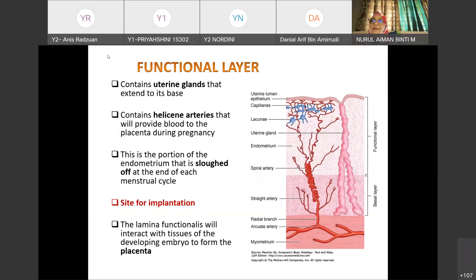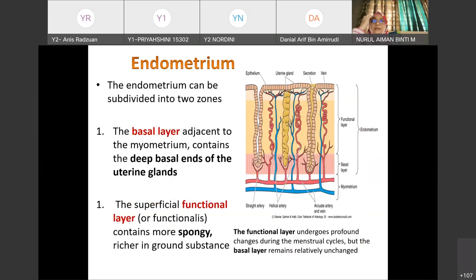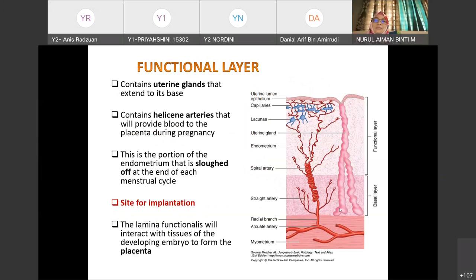Okay, the functional layer here contains uterine glands that extend until the base here. So, these are the uterine glands, but the picture here is not that nice, this one is better. The epithelium can be repeated all along here, just like that. This is just a diagrammatic representation, okay?